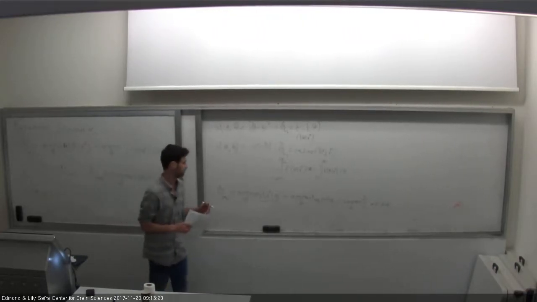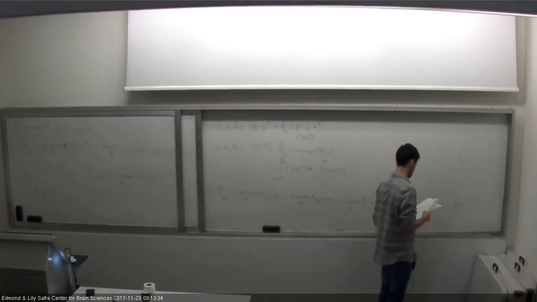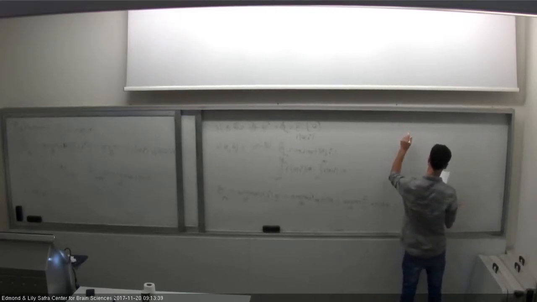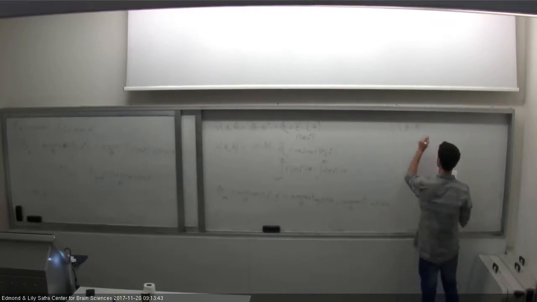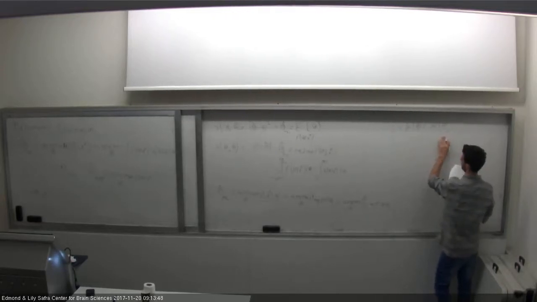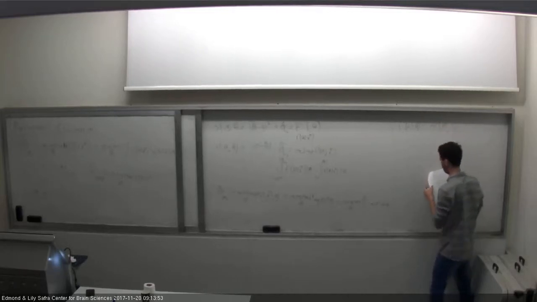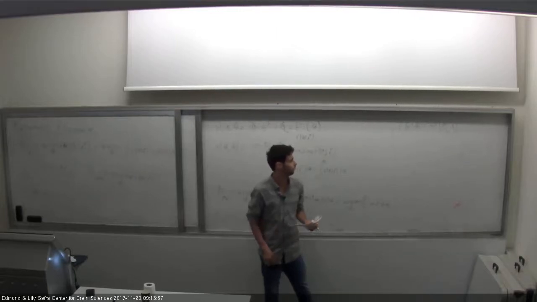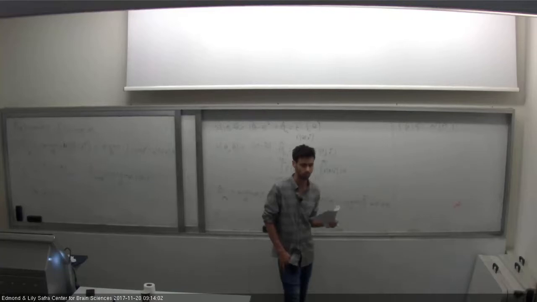So let's do a simple example. Now let's assume that f of x given theta is normal, with theta as the mean and variance 1. And we now want to find the maximum likelihood estimate.